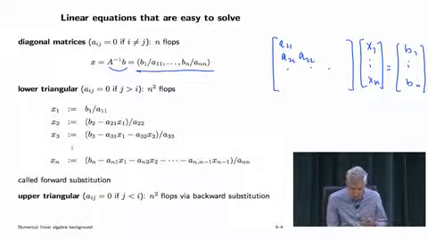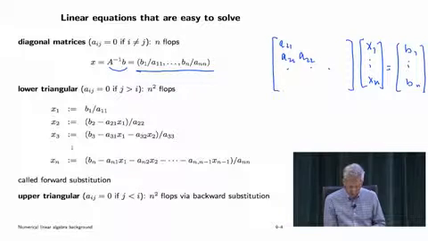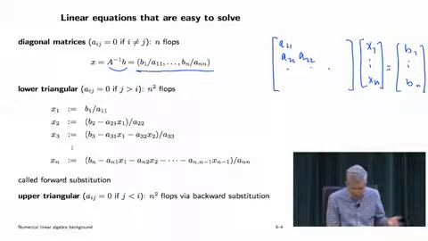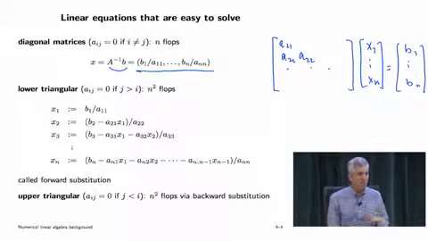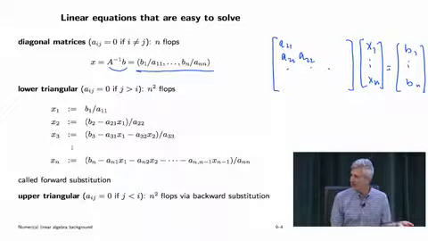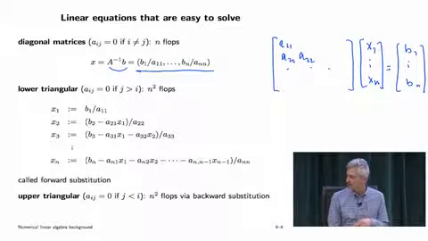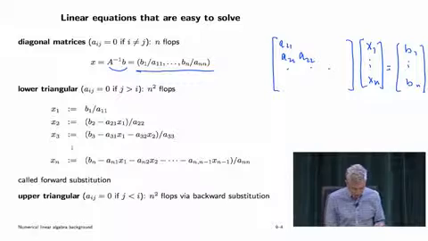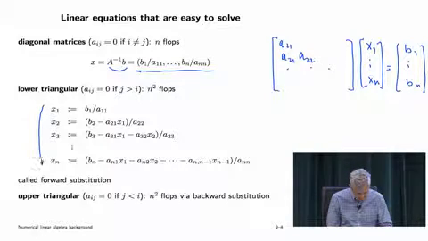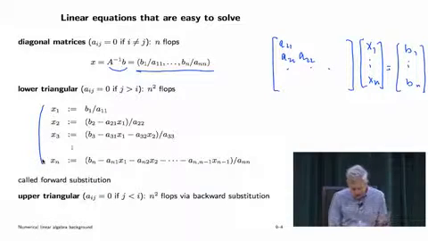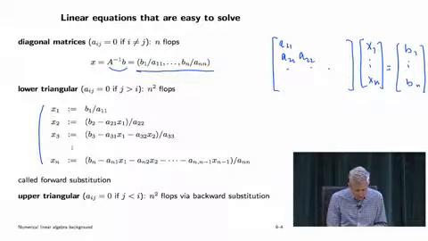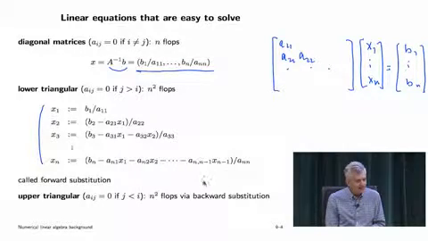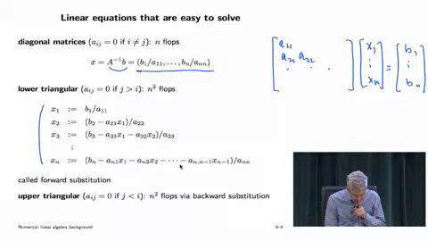Once you know x1, and there are lots of ways to think of this, the second row says A21 x1 plus A22 x2 equals b2. But you know x1, so you just plug in that value, subtract it on the right, and then divide by A22. So the algorithm looks something like this, and you can calculate the number of flops. It doesn't matter, but you can get a rough idea. And it's got a great name.